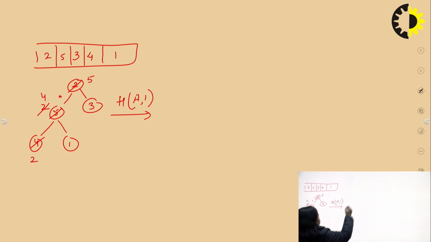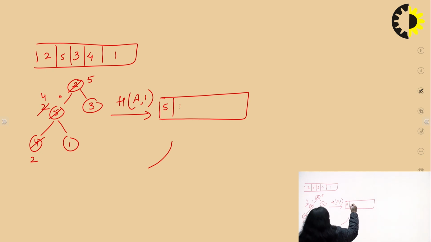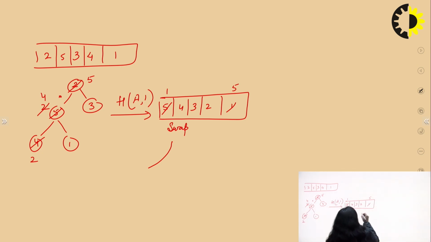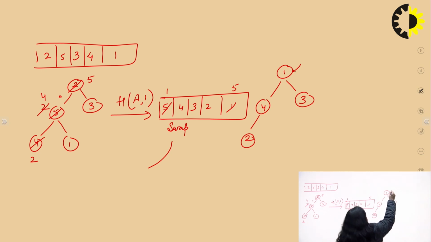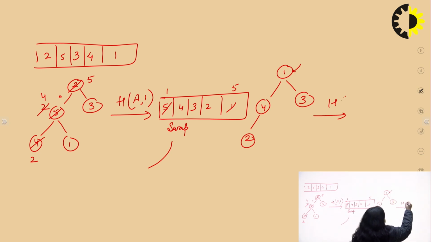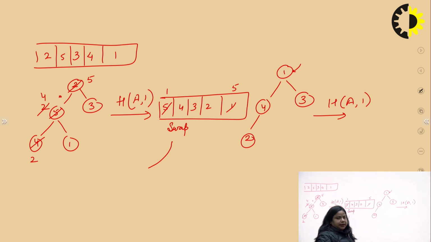Then what we need to do, we have to generate an array. Into this array we get 5, 4, 3, 2 and 1. Swap this element. Now finally we get an array as 1, 4, 3 and 2. Now you can see how again and again we have to apply the heapify function onto the first element until and unless we reach the desired output.